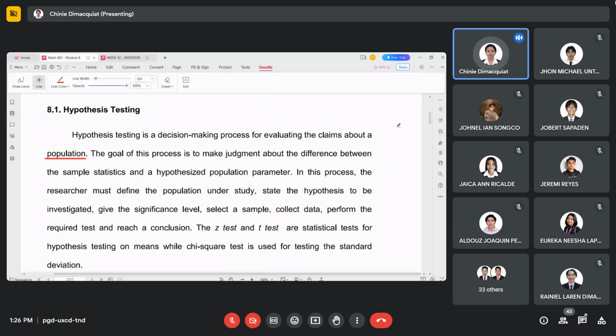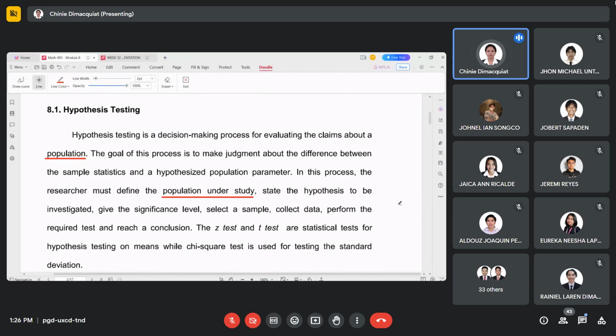In this process, the researcher must define the population under study. So, ano ba yung ating ginagawa ng claim? Siya ba ay mean, or variance, or standard deviation? So, kailangan na natin i-identify kung ano ba yung ginagawa natin ng claim dahil yun yung ating gagawan ng null and alternative hypothesis. So, state the hypothesis to be investigated. May nabanggit nga po tayo na dalawang hypothesis, si null hypothesis and alternative hypothesis na madidiscuss pa natin mamaya.